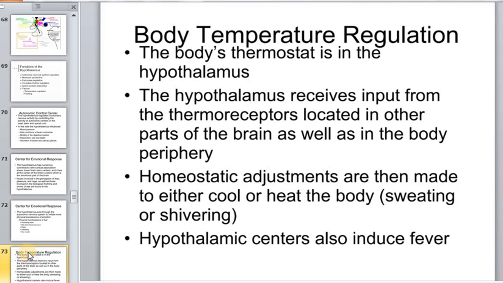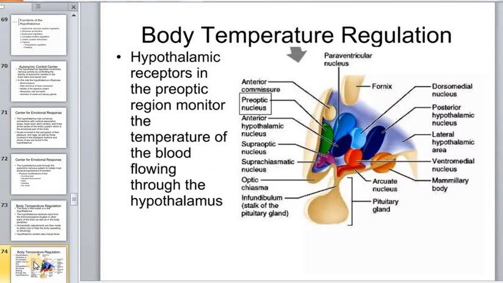The hypothalamus receives input from the thermoreceptors located in other parts of the brain as well as in the body periphery, and homeostatic adjustments are then made to either cool or heat the body, so sweating or shivering. And hypothalamic centers also include fever. And so here's the body temperature regulation.